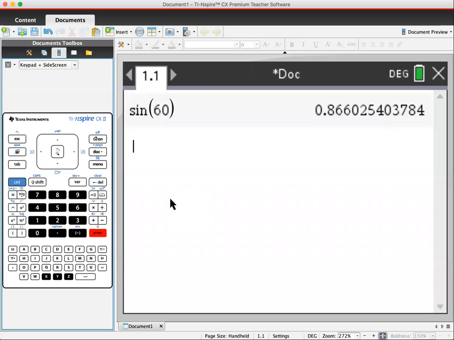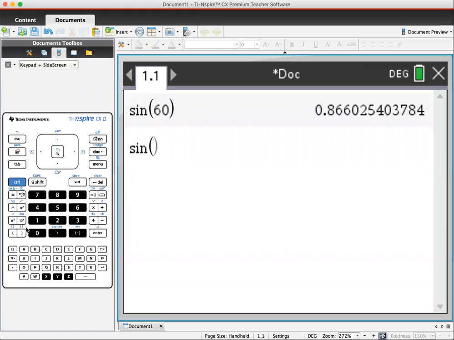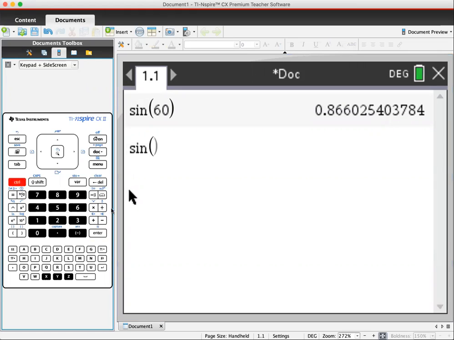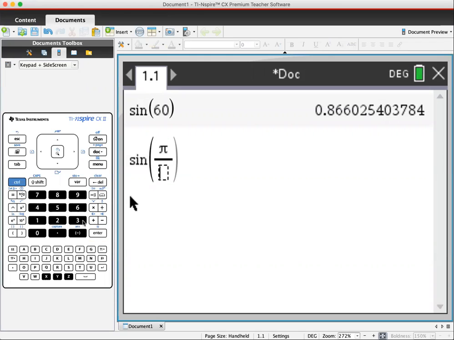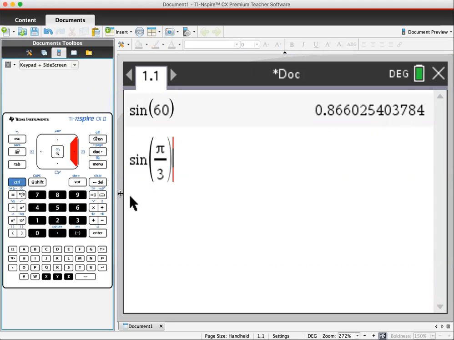Let's say I wanted to calculate sine of pi over 3. So if I hit trig sine, and then I'll do control enter, and I'll put in pi, hitting the pi key, and then divided by 3. If I just hit enter now, I'm not going to get 0.866. Why didn't I get that? That's because pi over 3, my calculator thinks that's a value in degrees.